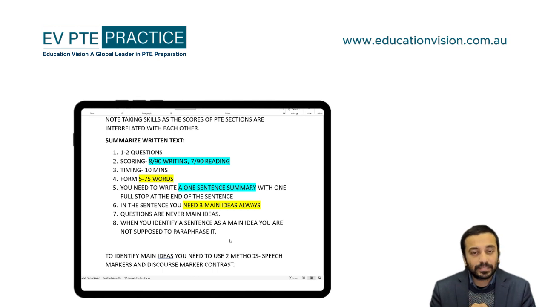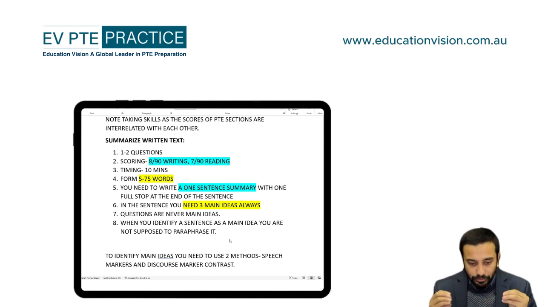And point number 8 is something very important, and it will make your life very easy. When we are reading the passage and we identify a sentence as the main idea, don't write it in your own words. Type it down word to word exactly the same. This not only allows you to reduce your errors of expression and grammar, but this also ensures that you're getting all the information of that main idea and you will never go wrong with it.